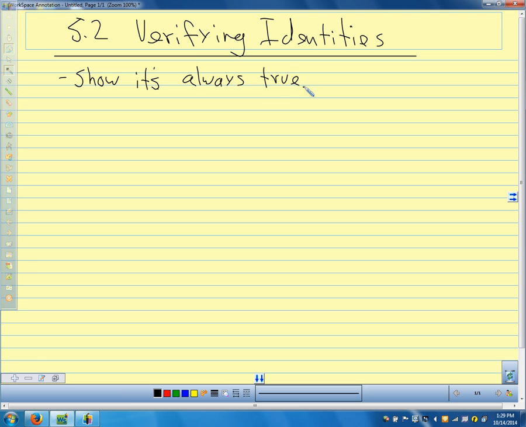When we're verifying identities, they're written as an equation. We don't know starting out that they are equal. We want to show that they are equal. So we can't work across the equal sign. We can't work like we're solving an equation. We have to show that they're true. We don't know that they're true. We don't know that they're equal. So what we want to do is work one side only.